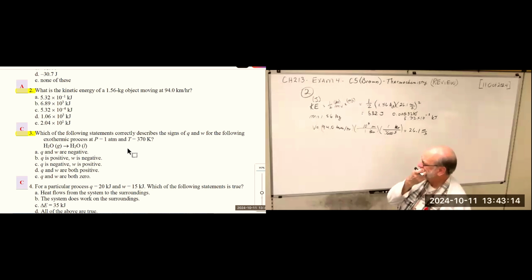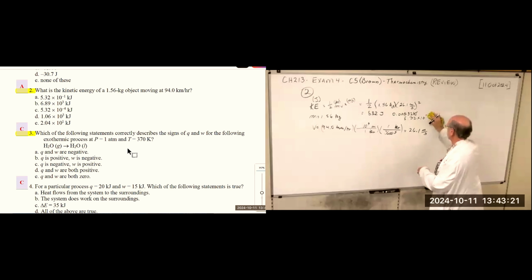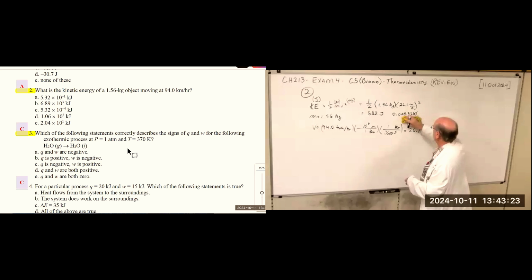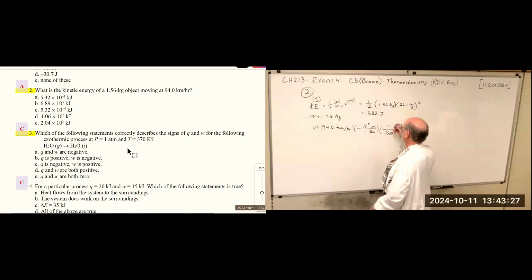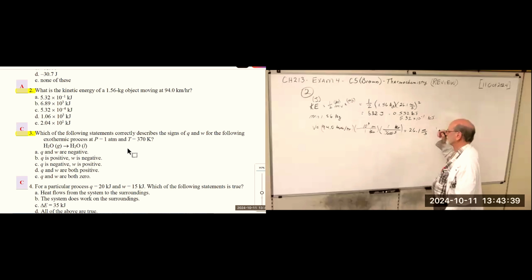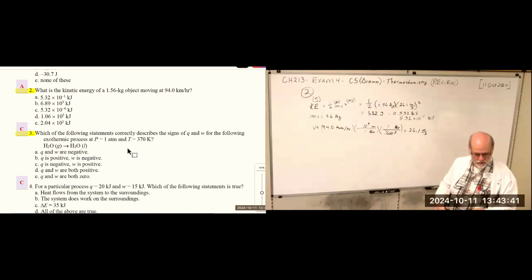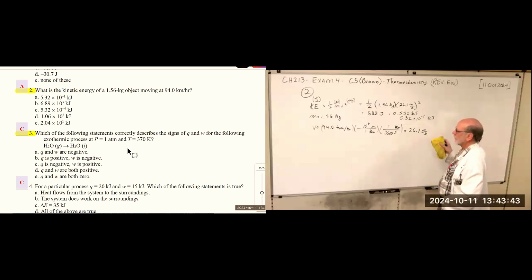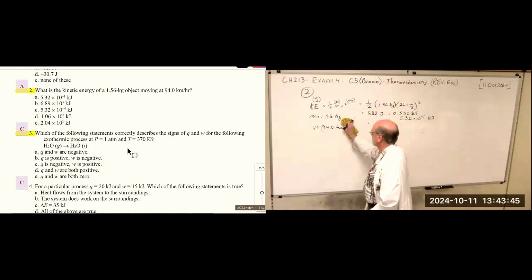No, minus 1. What did I do wrong? Because if a kilojoule is 1,000 and we have 532 joules, will that be like 0.532 of the kilojoule? Yes, exactly right. And then you can put that in scientific notation. I was making it harder than it needed to be. Okay.